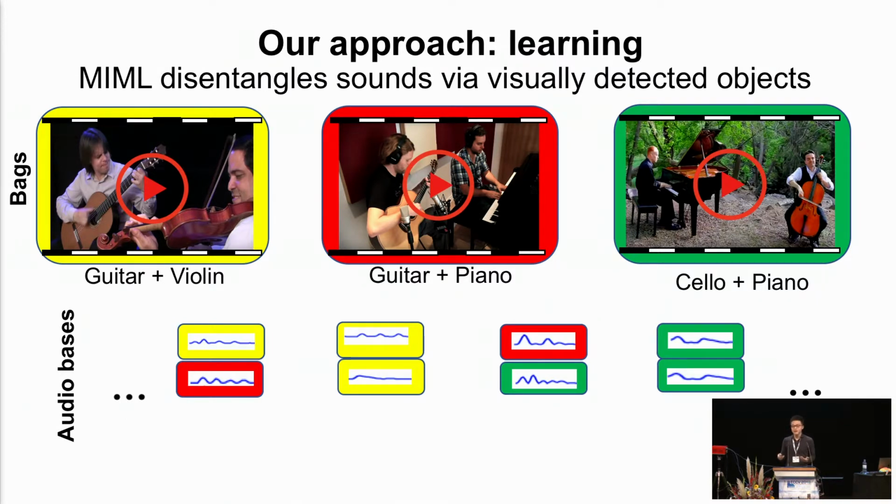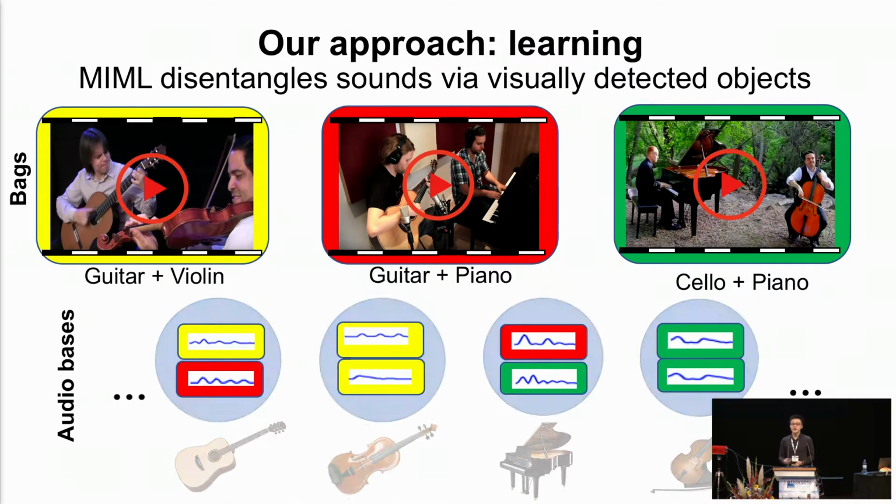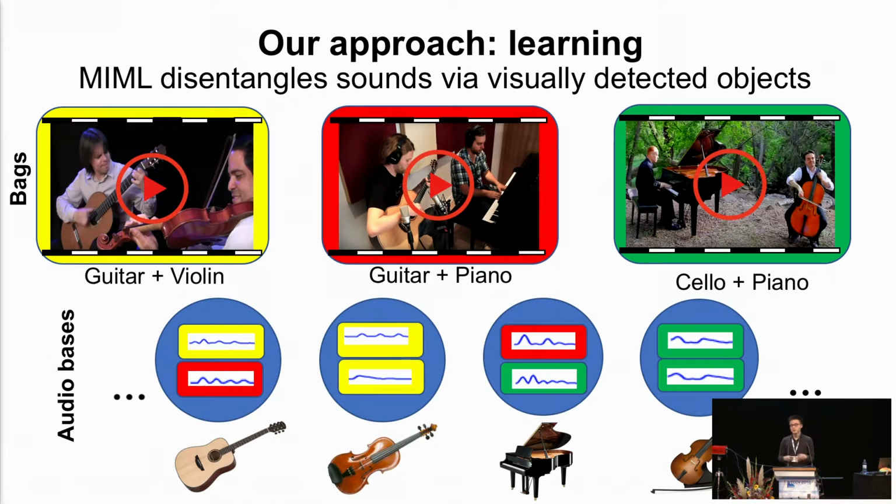Finally, we obtain a group of audio basis vectors for each object class. We may never see the sound of each object class in isolation during training. MIML learns what an object sounds like by satisfying the bag-level labels. Thus, we can learn which bases go with which object class by observing their various combinations.